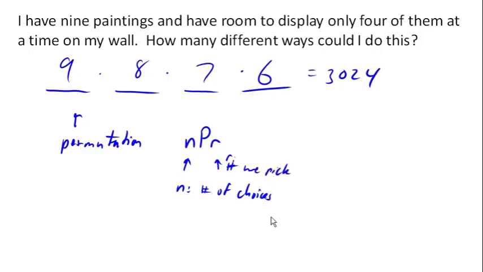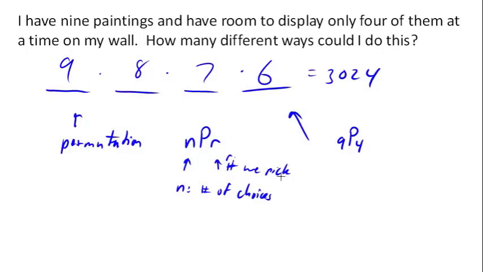So this problem here would be 9P4. We have 9 choices, and from them we're going to pick 4 of them, and we're going to look at all the possible orderings or permutations of them. Now, there are several ways to calculate a permutation. One is the way we just did it, which is to just multiply 9 times 8 times 7 times 6.